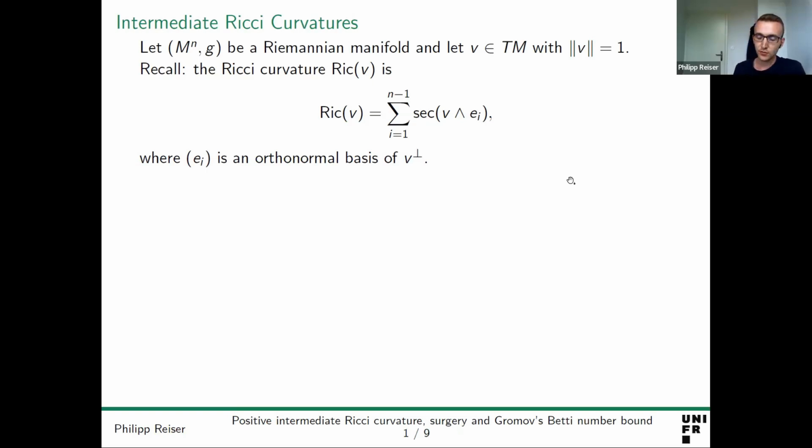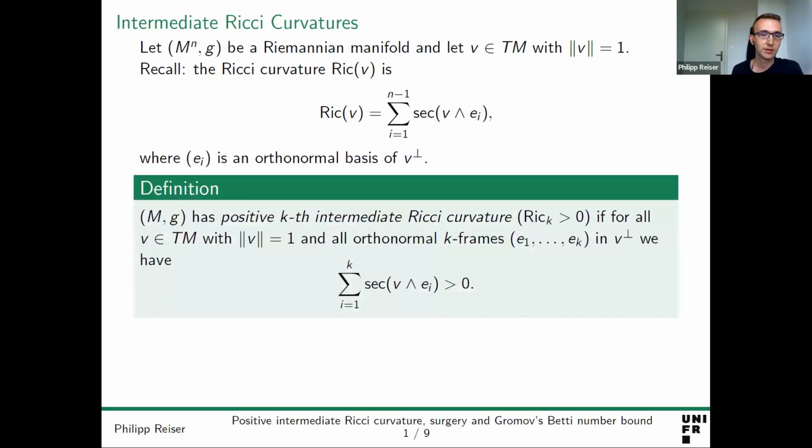And the idea for intermediate Ricci curvatures now is to, instead of taking the full average of all the two planes, take a partial average. So that's the definition. We fix a number k, which will be typically between 1 and n-1. And then we say the metric has positive kth intermediate Ricci curvature, and we will write it as Ricci k, like this, if for all unit tangent vectors and now all orthonormal k frames in the orthogonal complement of the vector, this sum of sectional curvatures is positive.